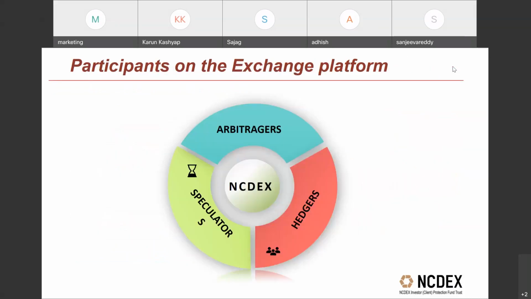So who are all the participants on the exchange platform? There are mainly three types of participants. First one is the speculator, or we may say investor or trader. These are all part of this group. These are those people who take a risk. You can also call them risk investors, because they are the people who are taking the risk of the price movement in the commodity. So they are the risk-taking people.